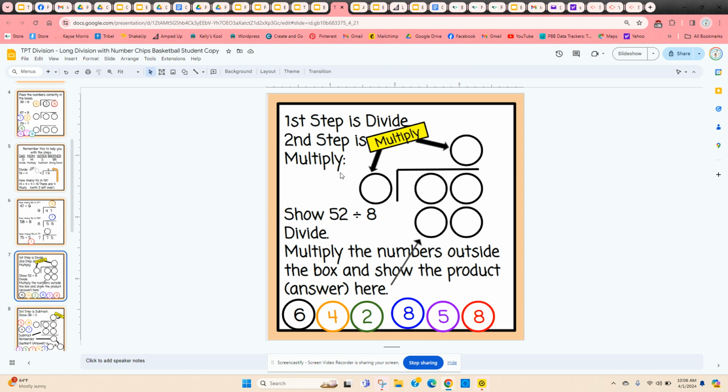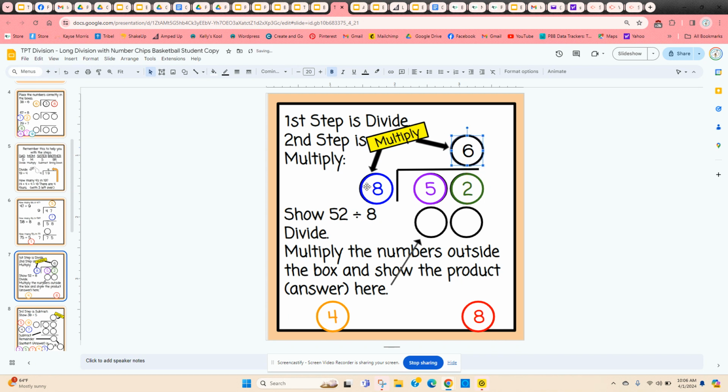The next slide, they're going to be doing the first two steps, which is divide and then multiply. So 52 divided by 8, they know how to place the numbers. They're going to do the first step, which is divide. 8 goes into 52 6 times. And then the second step is multiply. So they're going to multiply the numbers outside the box, and they're going to get 48. So that's just the first two steps.